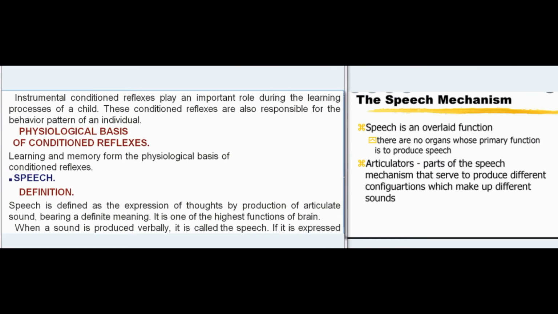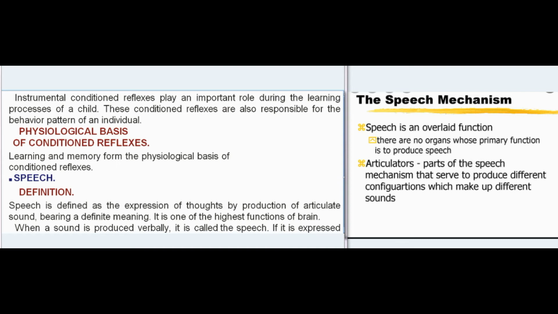Instrumental conditioned reflexes play an important role during the learning processes of a child. These conditioned reflexes are also responsible for the behavior pattern of an individual. Physiological basis of conditioned reflexes. Learning and memory form the physiological basis of conditioned reflexes. Speech.